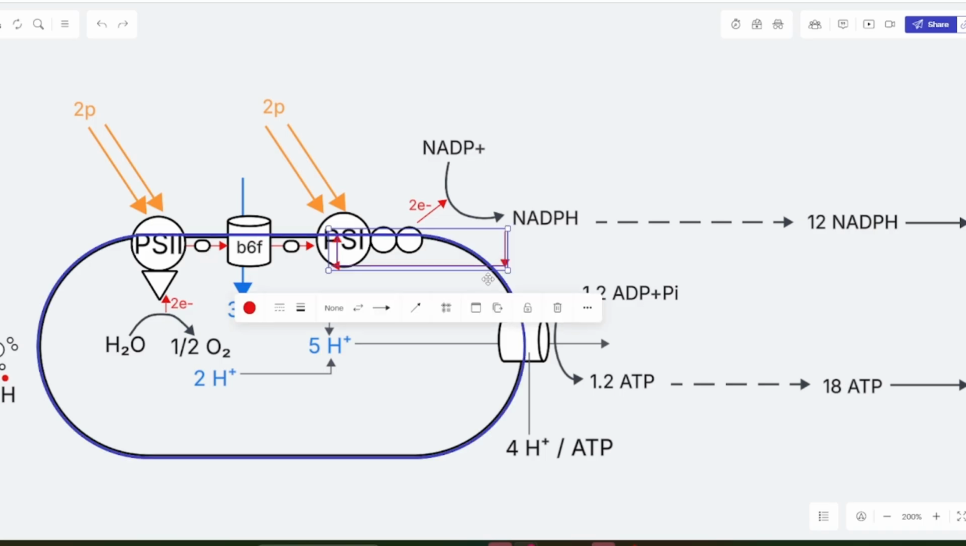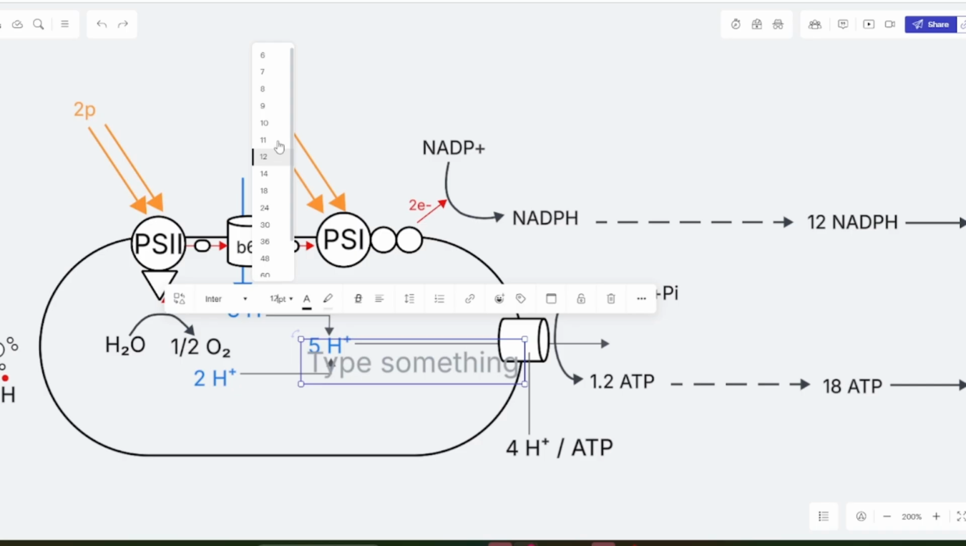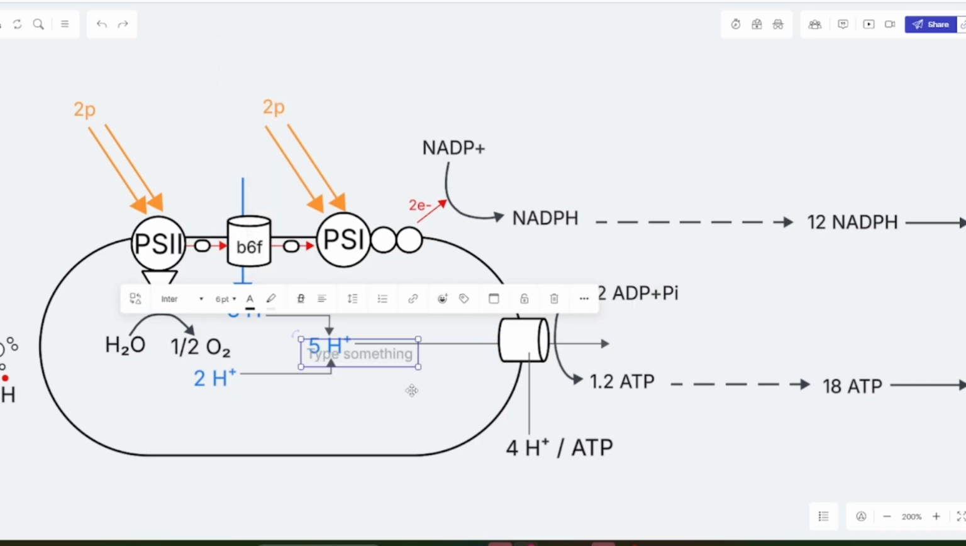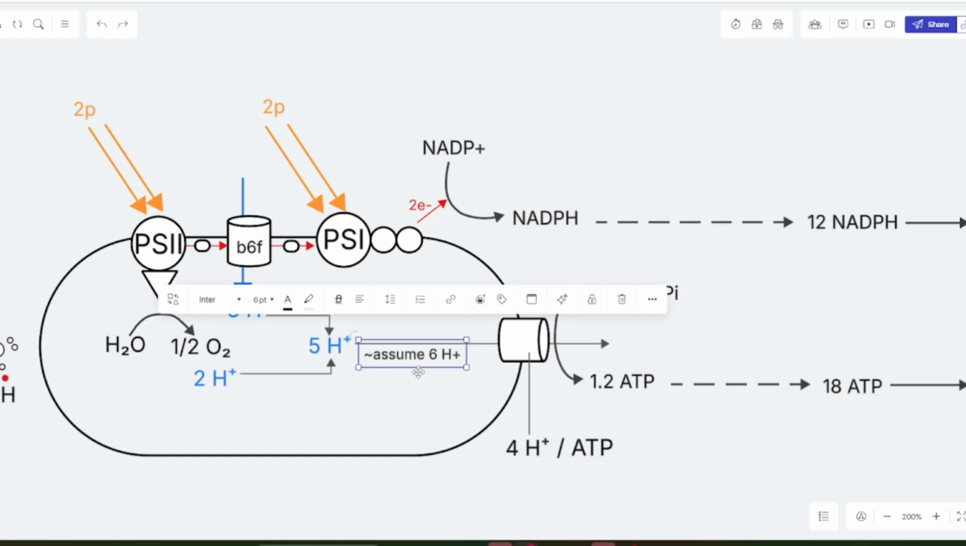So we're going to omit cyclic electron flow from this analysis. And what we're going to do is just make an assumption here. We know that it's 5 protons per water molecule, but let's just assume that it's 6 for the purpose of this first calculation. So this is not going to be correct, but it's going to be close enough. And that's going to allow us to do the calculation without getting entangled in too many complexities.